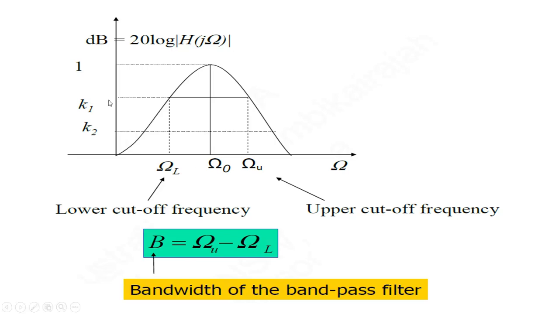K1 is the minus 3 dB attenuation, because this attenuation corresponds to the cutoff frequencies, and K2 is the stopband attenuation corresponding to the stopband frequency. Okay. And along the y-axis remains the same, 20 log |H(j omega)|, which is in dB scale.